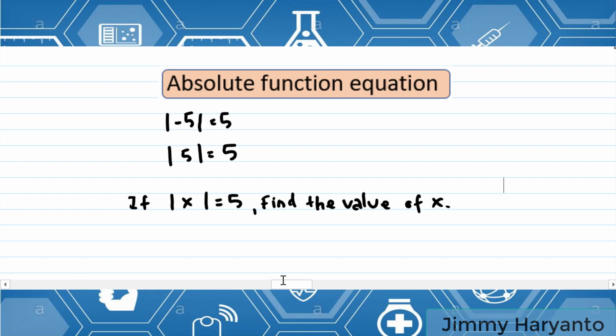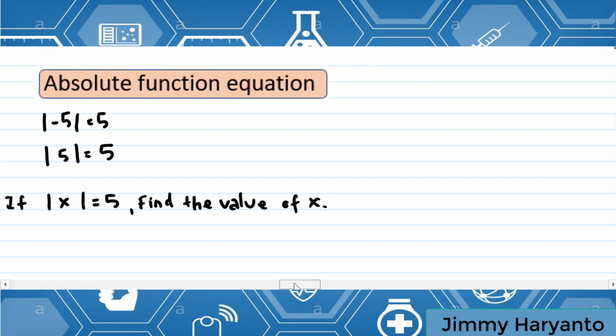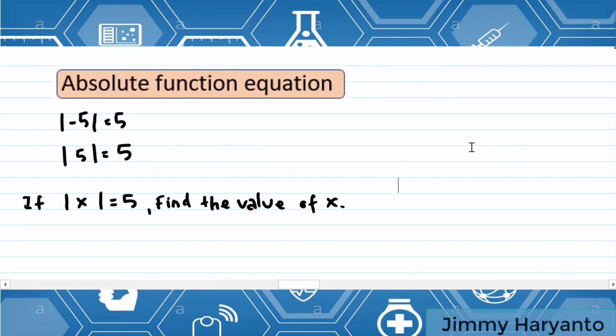Okay, the next is absolute function equation. In this section, I will teach you how to solve absolute equations. Before that, I want to recall our illustration before. The absolute value of negative 5 is equal to 5. We already proved that. And the absolute value of 5 is equal to 5 also.